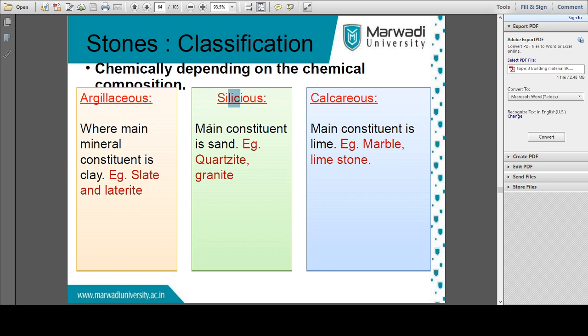Now in siliceous, the main constituent is sand. So again over here S and S is a short key, and the best examples of siliceous are quartzite and granite. Clear? You should remember both these names. And calcareous is made up of lime. So clay, sand and lime are the three major contents available in these three categories. The examples of calcareous are marble and limestone.